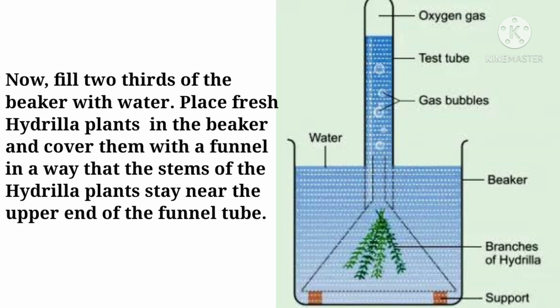Now fill 2/3 of the beaker with water. Place fresh hydrilla plants in the beaker and cover them with a funnel in a way that the stems of the hydrilla plants stay near the upper end of the funnel tube. So we need to take water inside the beaker. Then inside the funnel there is a fresh hydrilla plant which is kept upside down inside the water of the beaker. Then a test tube is put over the upper end of the funnel tube.